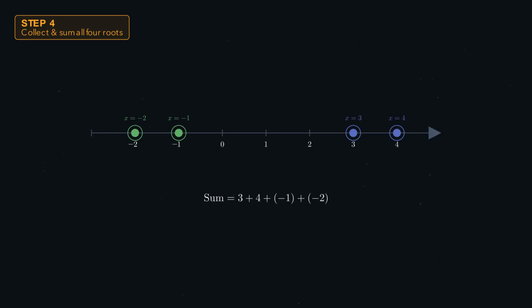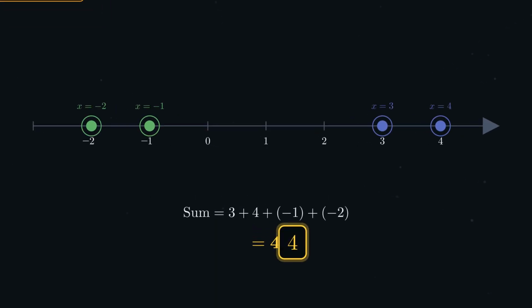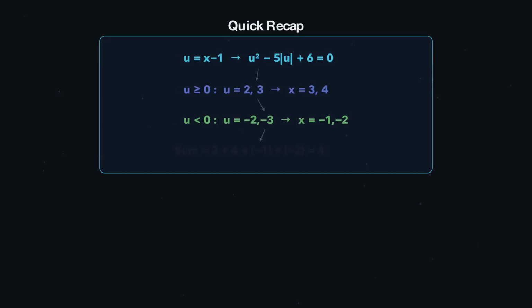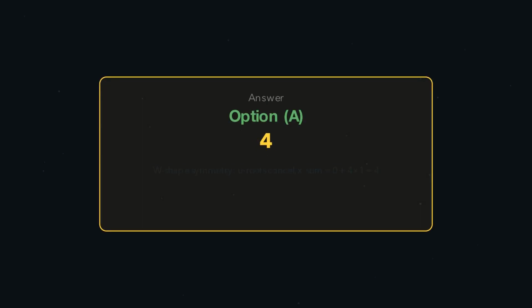Here's the key insight. The W shape is symmetric, so positive and negative u roots cancel out. The u sum is 0. Since x equals u plus 1, with 4 roots we add 4, giving a total sum of 4. 3 plus 4 minus 1 minus 2. The sum of all roots is 4.